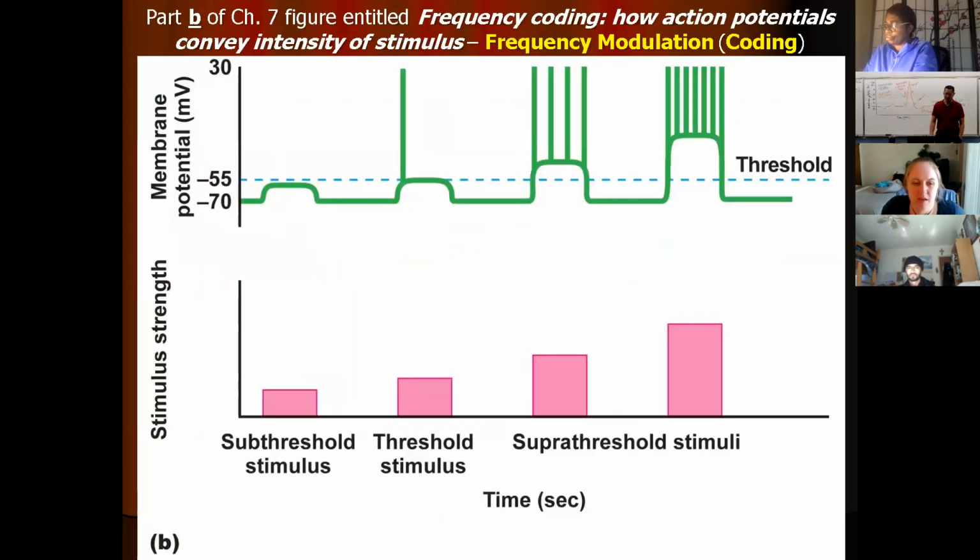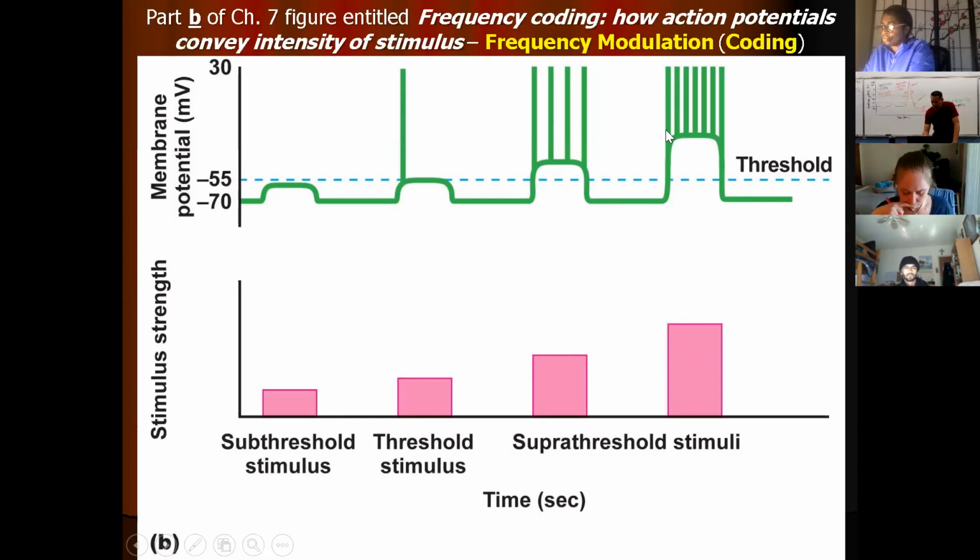This is frequency modulation: a stronger stimulus gets you more spikes. Everybody see that? That's what those figures should show. A supra-threshold stimulus gets you more spikes. Threshold gets you one. Supra-threshold should get you more spikes, and if it's really strong, that's going to be really quick.